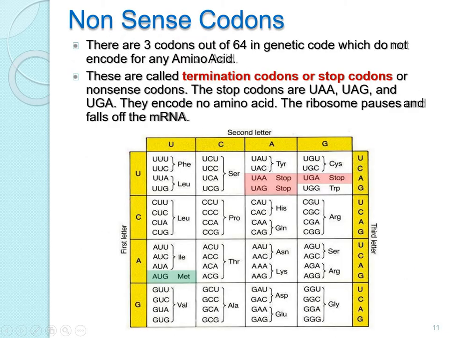Nonsense codons. There are 3 codons out of 64 in the genetic code which do not encode any amino acid. These are called termination codons, stop codons or nonsense codons. The stop codons are UAA, UAG and UGA. They encode no amino acid. The ribosome pauses and falls off the mRNA. They are also called ochre, amber and opal.